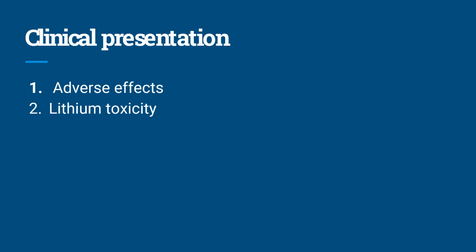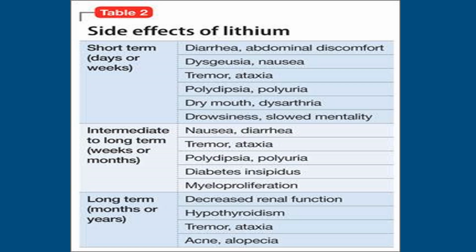related for lithium, which can be managed symptomatically as well. So like diarrhea, abdominal discomfort, nausea, tremor. In intermediate side effects, you can see it might lead to diabetes insipidus, ataxia. Again, diarrhea and nausea can be seen in both cases. And there are certain dermatological side effects like acne and alopecia which have also been seen associated with lithium adverse effects.